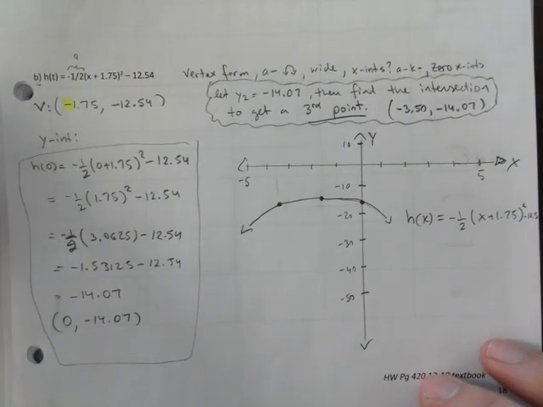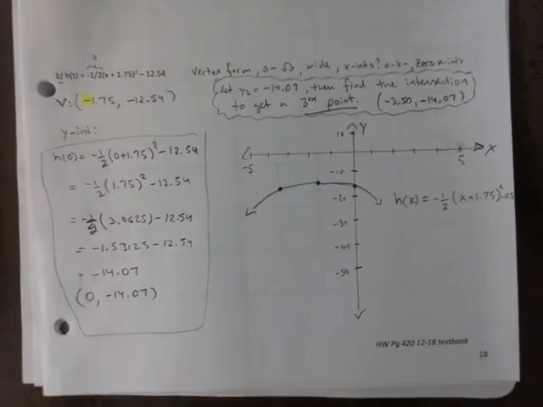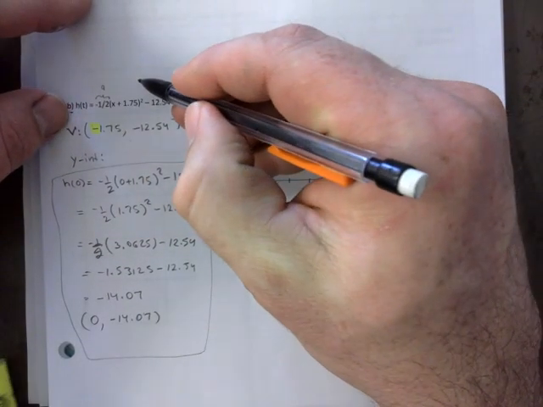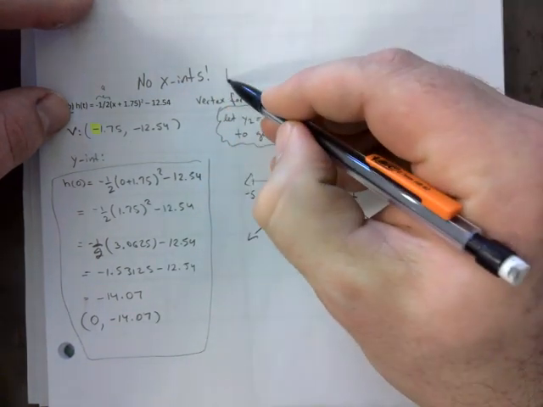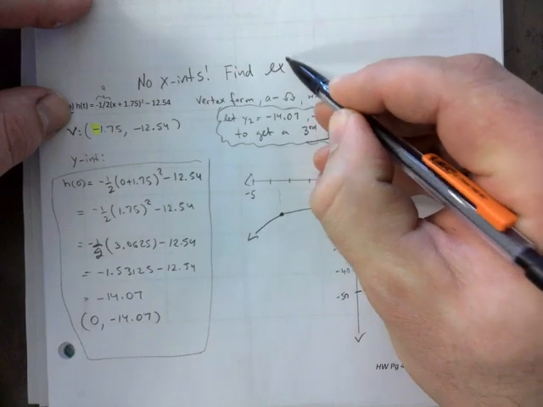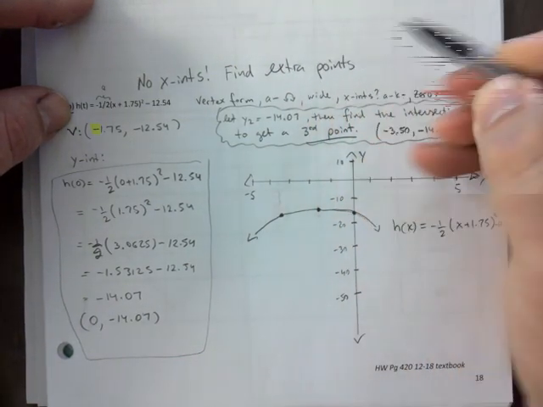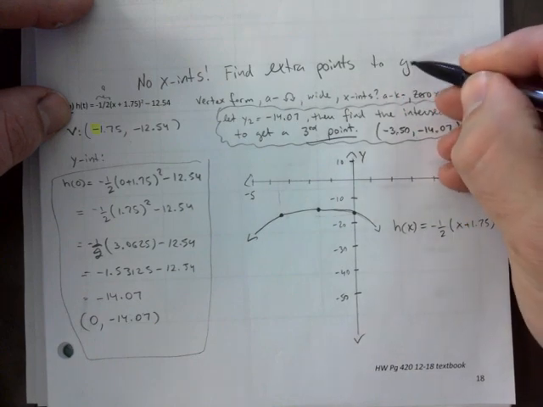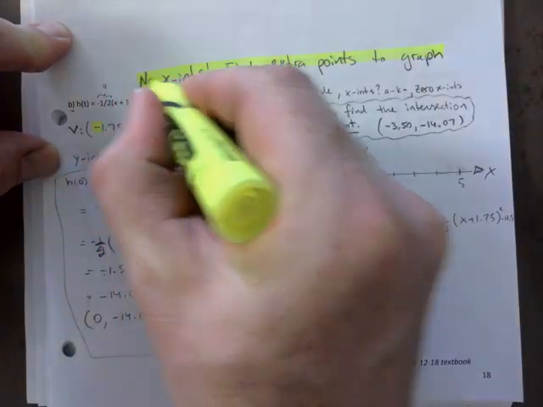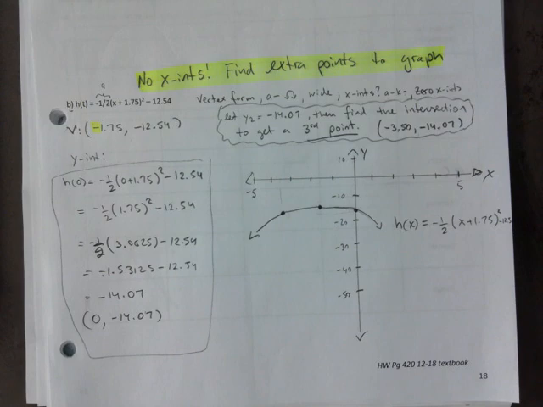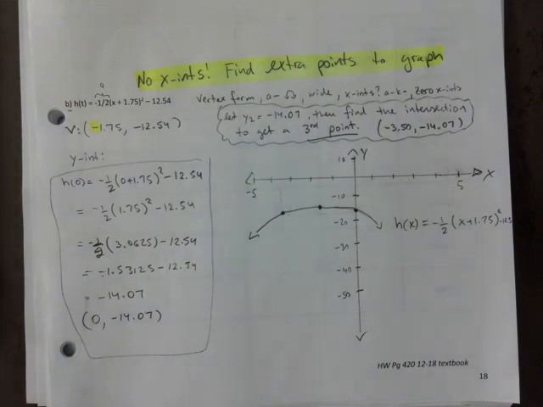So I'll put down somewhere on this page, I don't know where you have room, but I'll just make a note here: no x-intercepts, find extra points to graph, okay? And I don't know if you want to highlight that, but if you flip through this, it doesn't happen very often. Just like in trig, I told you that 80% of the time you could use sine law. Most of the time, parabolas have x-intercepts in our scenarios, or at least one x-intercept, right?